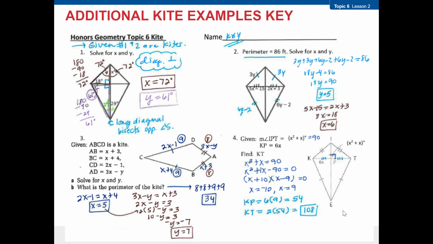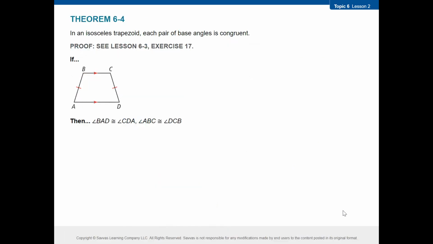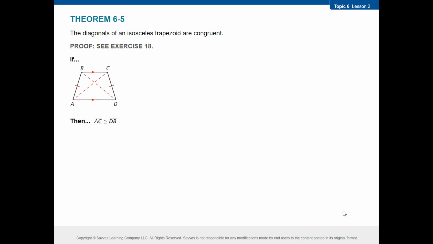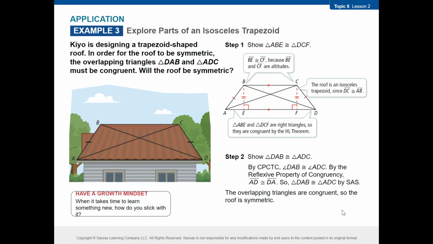All right, open it up to page 139. Okay, 139. Okay, so take out your foldables also.